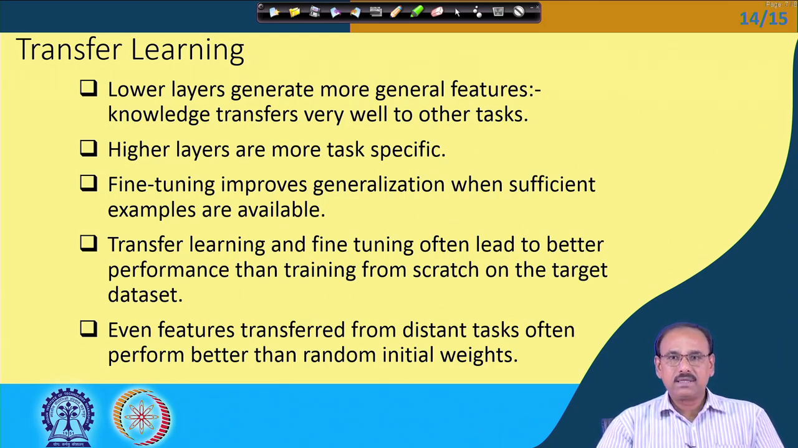And because the higher layers are more task specific or domain specific, using the features learned in the higher layers in other applications is difficult. As a result, what you need is some sort of fine tuning, so that those domain specific features can be learned again. In fact, it has been found that this fine tuning improves the generalization when sufficient examples of the new domain are available.